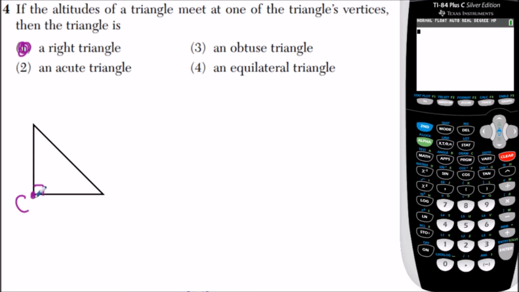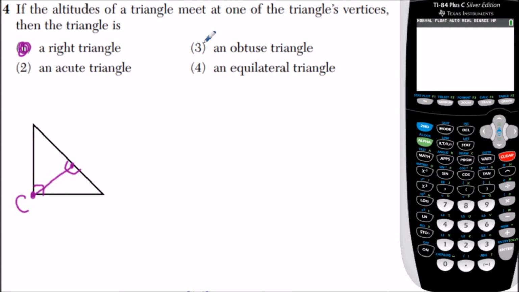Let's call that point C. And now this other leg acts as an altitude to this vertical side over here. So those 2 altitudes are already meeting at point C. And then the third altitude would be perpendicular to the hypotenuse of the original right triangle, and that's the location where all 3 altitudes intersect.